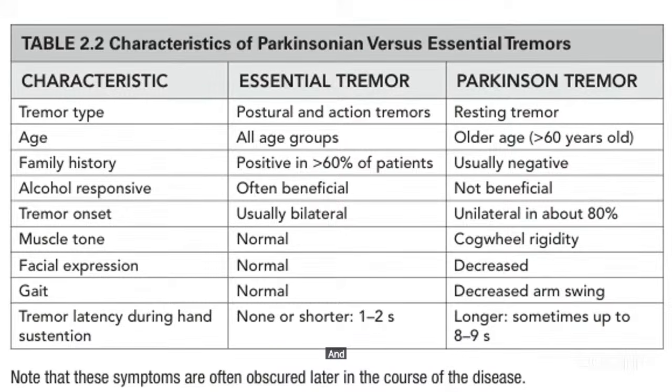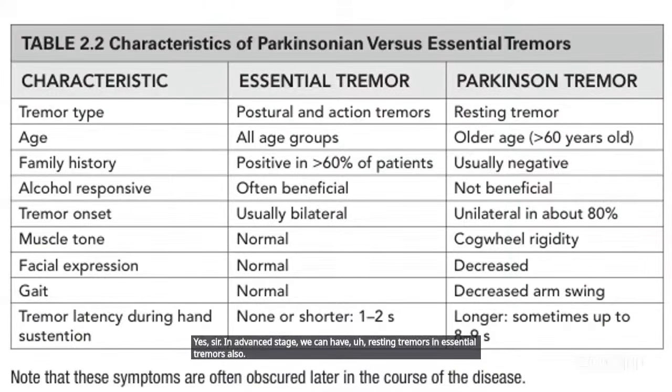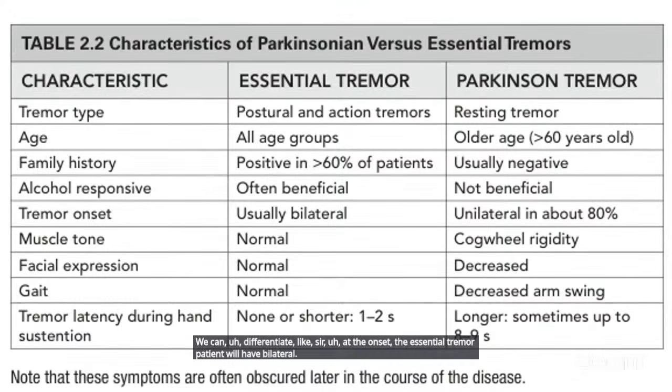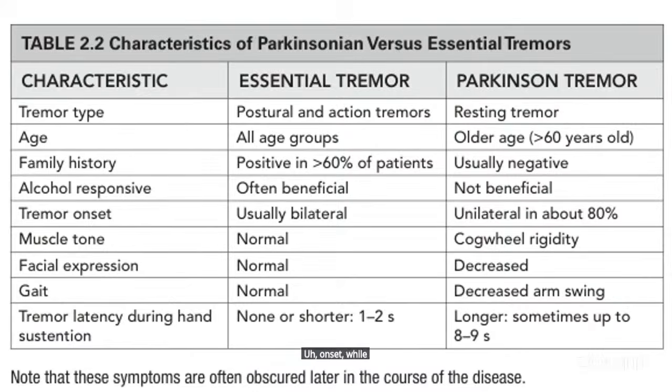Will you see rest tremor in essential tremor? Sorry, sir. Will you see rest tremors in essential tremors? Yes, sir. In advanced stage, we can have resting tremors in essential tremors also. In advanced disease only. So how will you differentiate and why does it happen? We can differentiate, sir, at the onset: the essential tremor patient will have bilateral onset, while Parkinson disease is usually asymmetric.